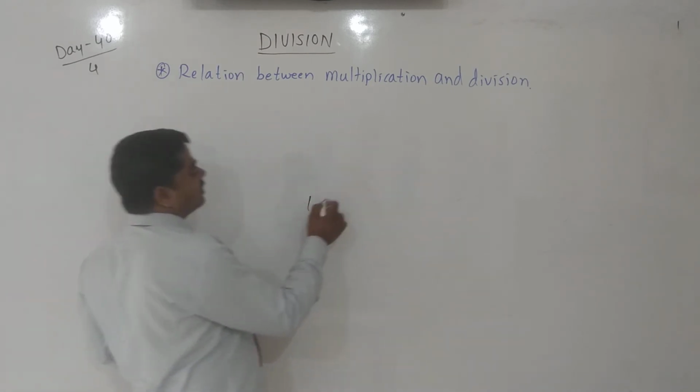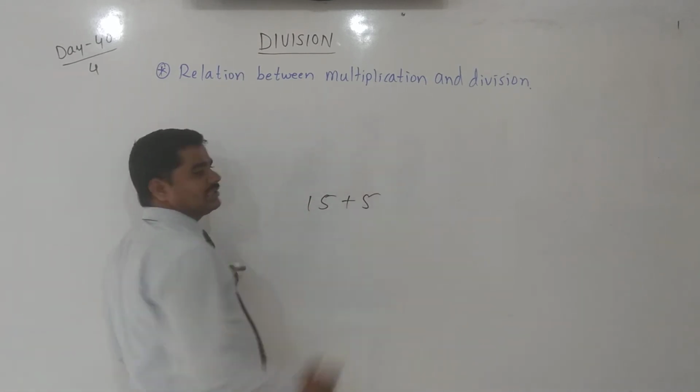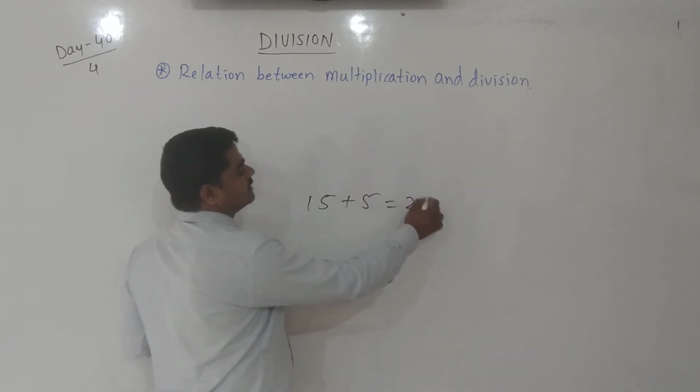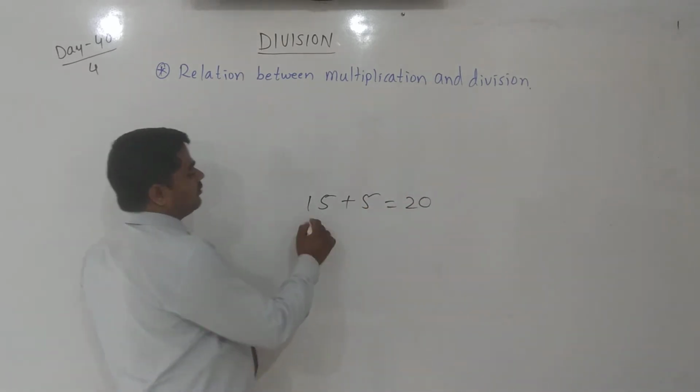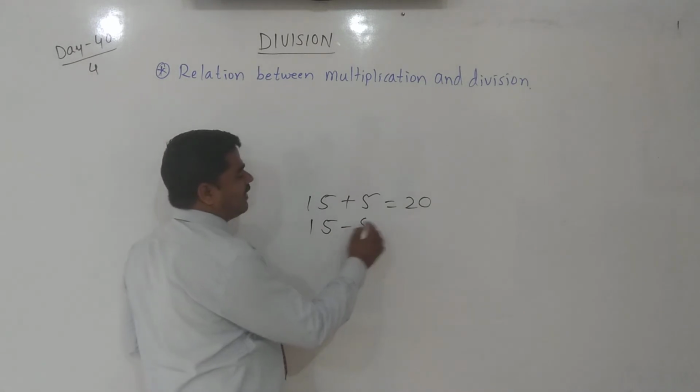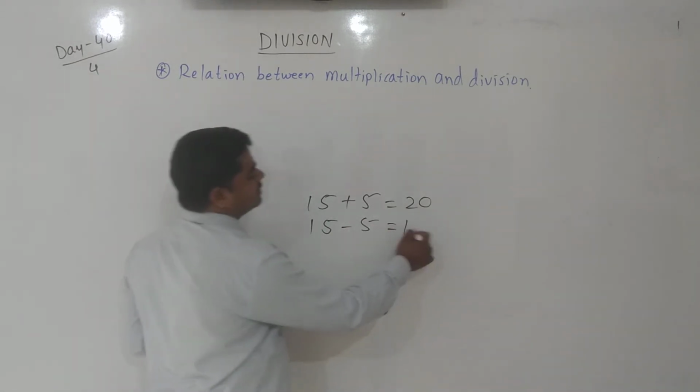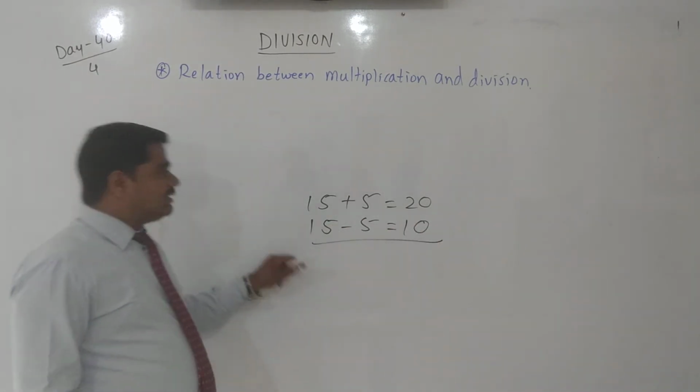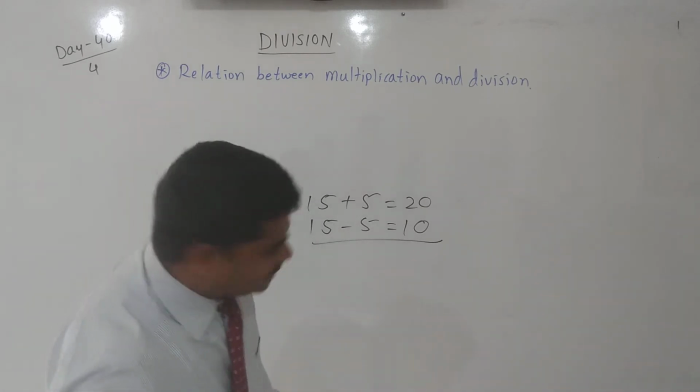Here in addition you are counting forward. 15 plus 5, yes, we can say it is 20. Here, reverse: subtraction is 15 minus 5. Here it counts backward, that is, we will get 10 only. Like this in subtraction also.